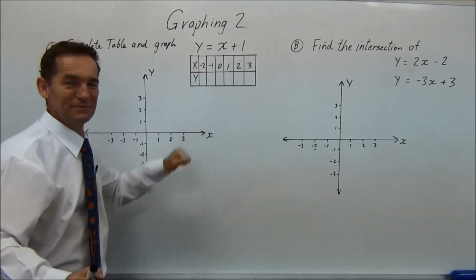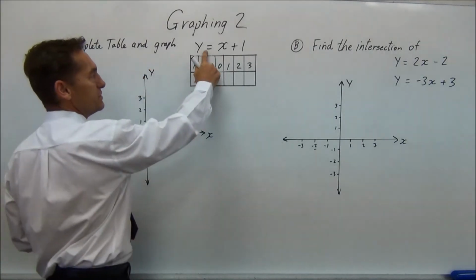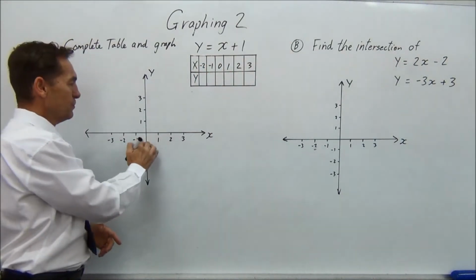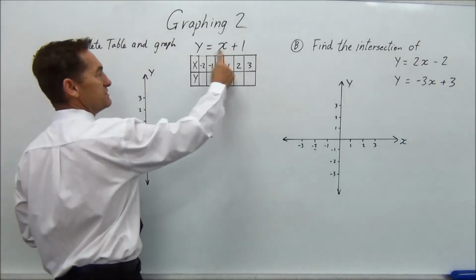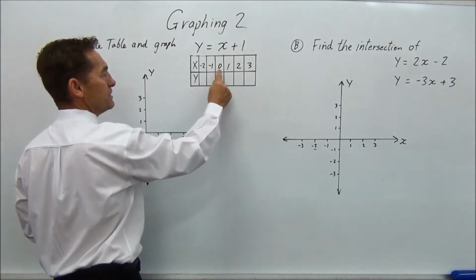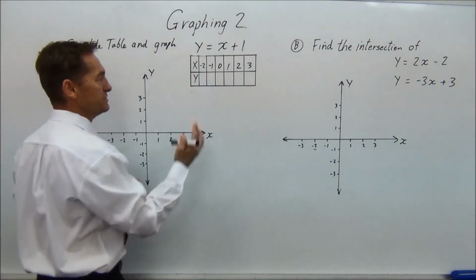Okay, this is graphing 2. Complete the table and graph. We're going to look at this equation and fill in this table before we graph it. This is a fairly simple equation, and you're just putting x in one at a time. Anytime there's a 0, I would start with the 0 because it's the easiest thing.